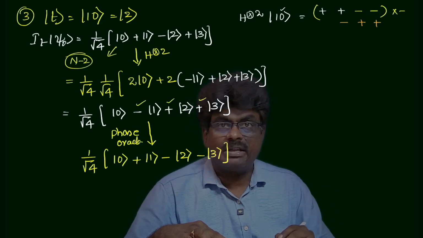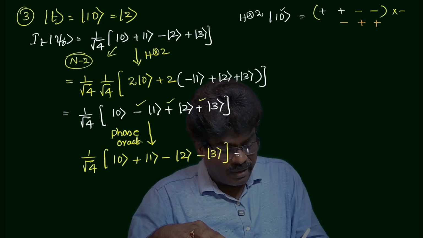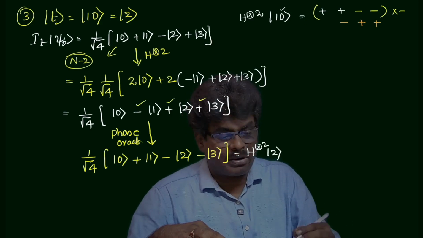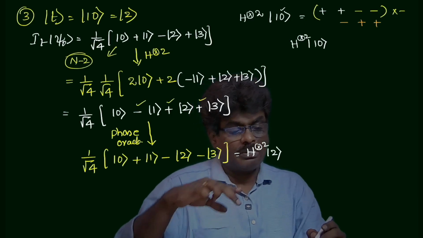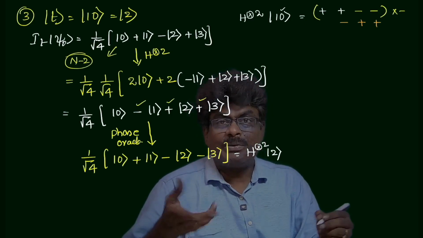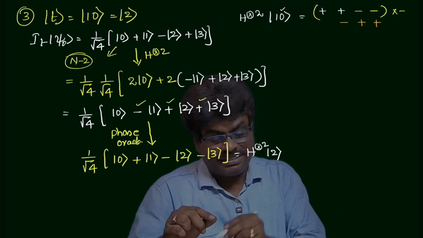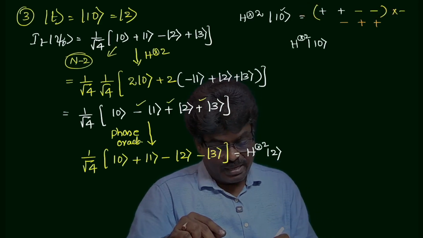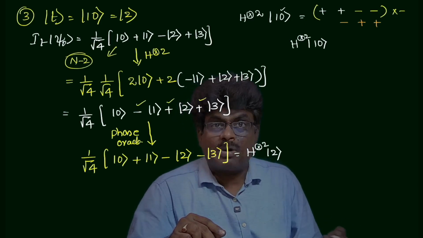So the table is not there, then how to do this? I told you already, this is nothing but H tensor 2 operating on 2. Please cross check. If you take H tensor 2 operating on 2, it means 1 0. Oh, already there, I'm sorry. No need to worry, we have already written it here, see here. So plus plus, minus minus, that is nothing but H tensor 2 operating on 2.